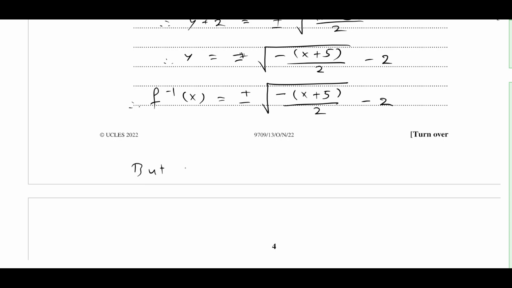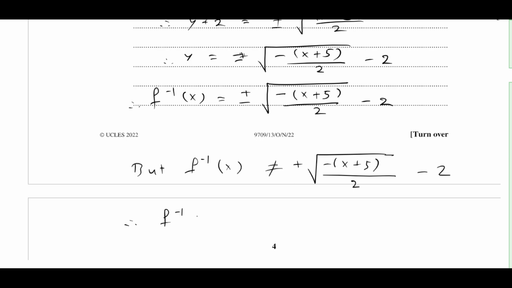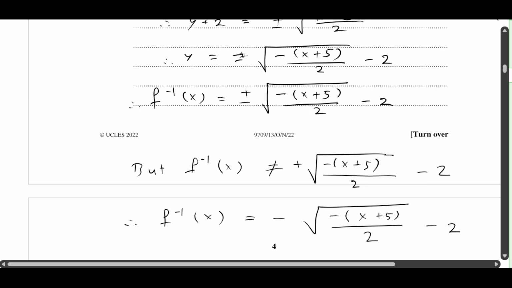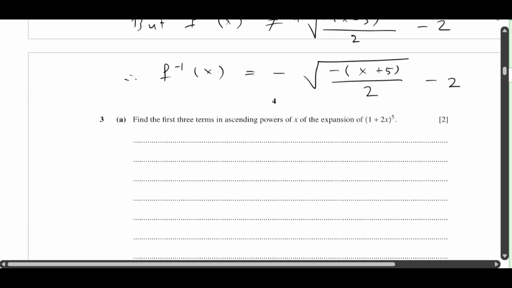So f inverse x cannot be equal to the positive root of minus (x plus 5) divided by 2. This is a positive value only, because here x is taking a value less than minus 7, so this whole thing will become positive. So f inverse x cannot take this value. Therefore f inverse x is equal to minus the root of minus (x plus 5) divided by 2, minus 2. So this is your answer for f inverse x.